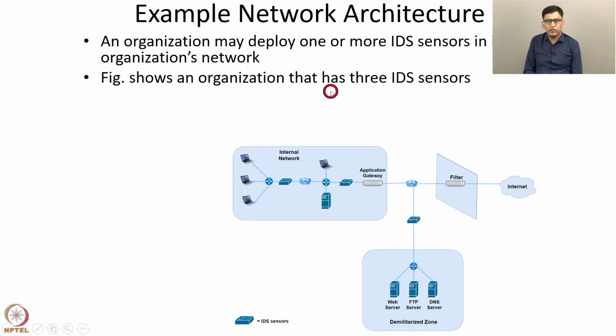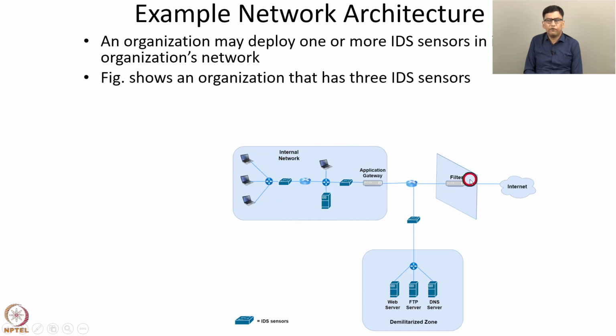This figure shows an organization that has 3 IDS sensors. So this symbol denotes an IDS sensor. So this is the public internet, and this is the organization's network. The organization's network is divided into two parts. One is a low security zone called the demilitarized zone, and the other is a high security zone. So this is the high security zone.